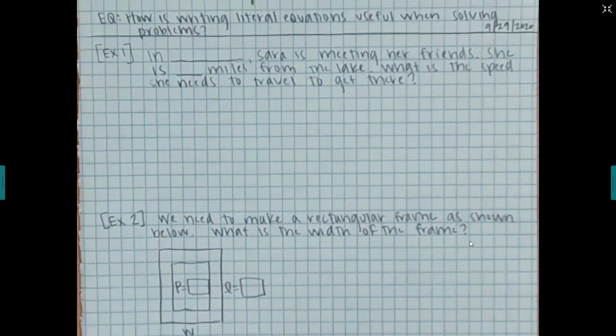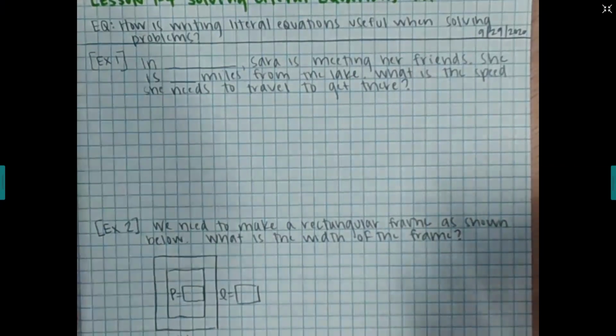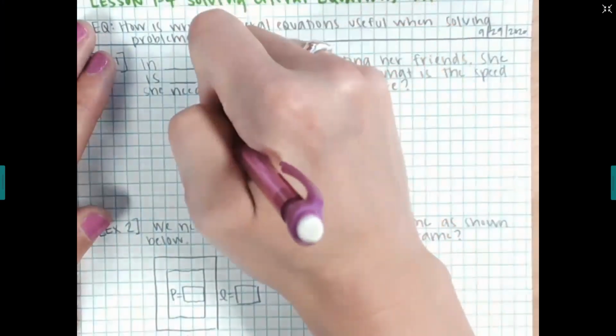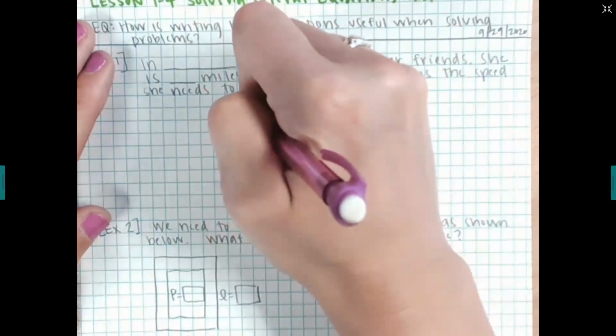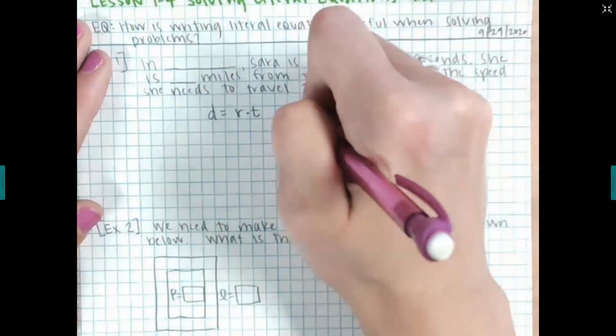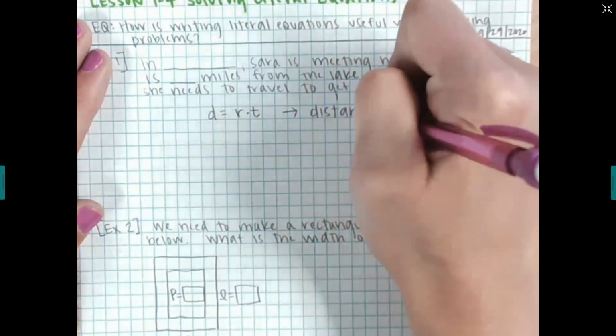So in blank, Sarah is meeting her friends. She is blank miles from the lake. What is the speed she needs to travel to get there? So the formula that we're going to use for this particular example is the distance formula. So distance equals rate times time.